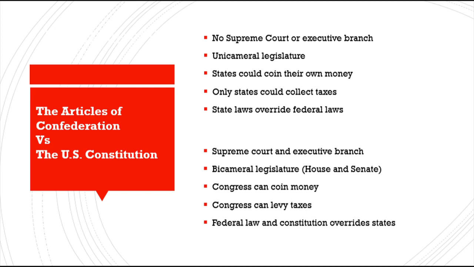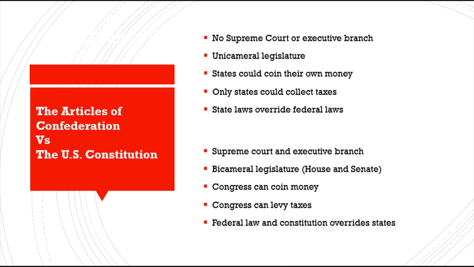Another difference is that under the Articles of Confederation, we had a unicameral legislature, meaning that instead of having a House and a Senate, we just had one. In the U.S. Constitution, we have a bicameral legislature made up of the House of Representatives and the United States Senate. Under the Articles of Confederation, states could coin their own currency and print their own money, and only states could collect and levy taxes. Under the U.S. Constitution, Congress can coin and print money, and Congress can levy taxes as well.